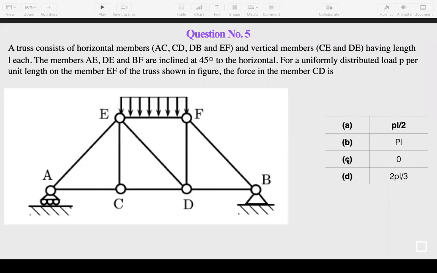Just like a rectangle, how do we find out the area of a rectangle? It is length into the height. In a similar way, if I want to find out the point load of a uniformly distributed load, you can check it, a uniformly distributed load is just like a rectangle.